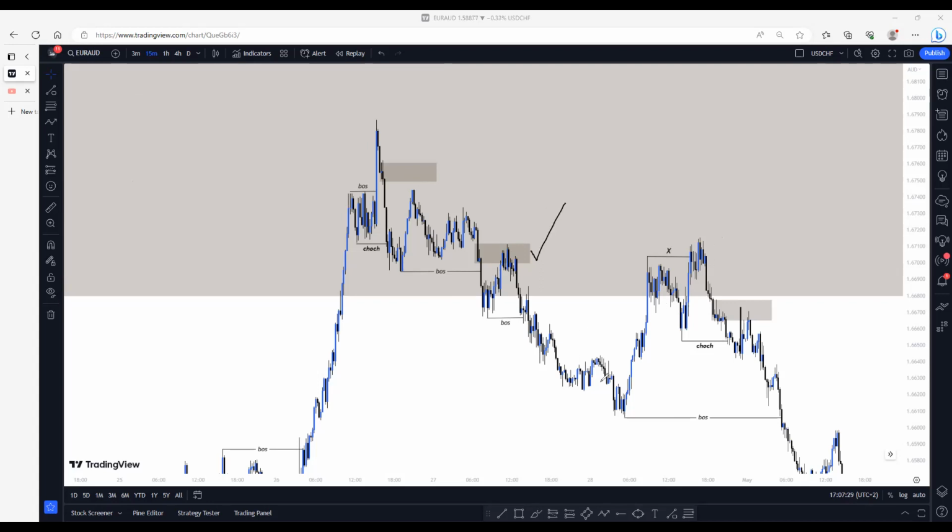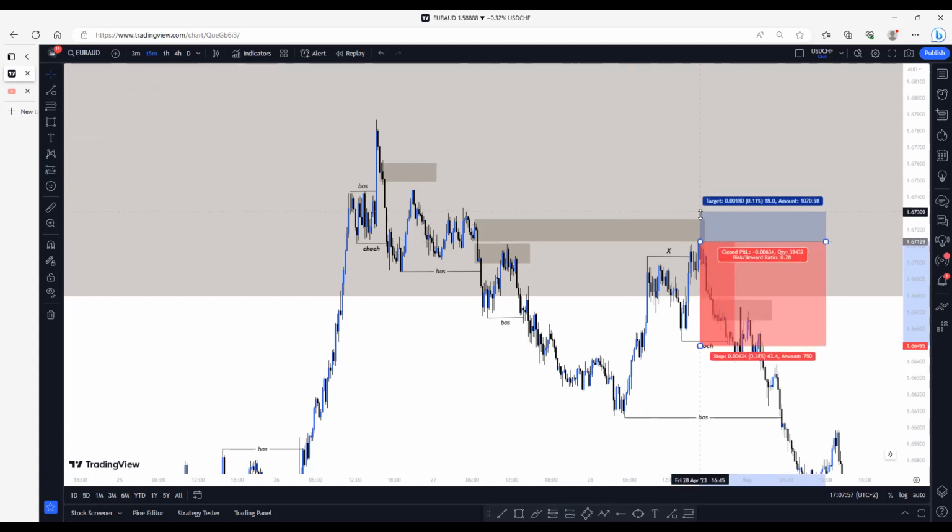Then we have these big pullbacks, right? But this is internal structure, by the way. It's internal structure. I won't go to the external structure. So for our one, let's see. The price came to tap there exactly, and this is 15 minutes. So on 15 minutes, of course, you may not wait for much reaction, but you can also take a tap.